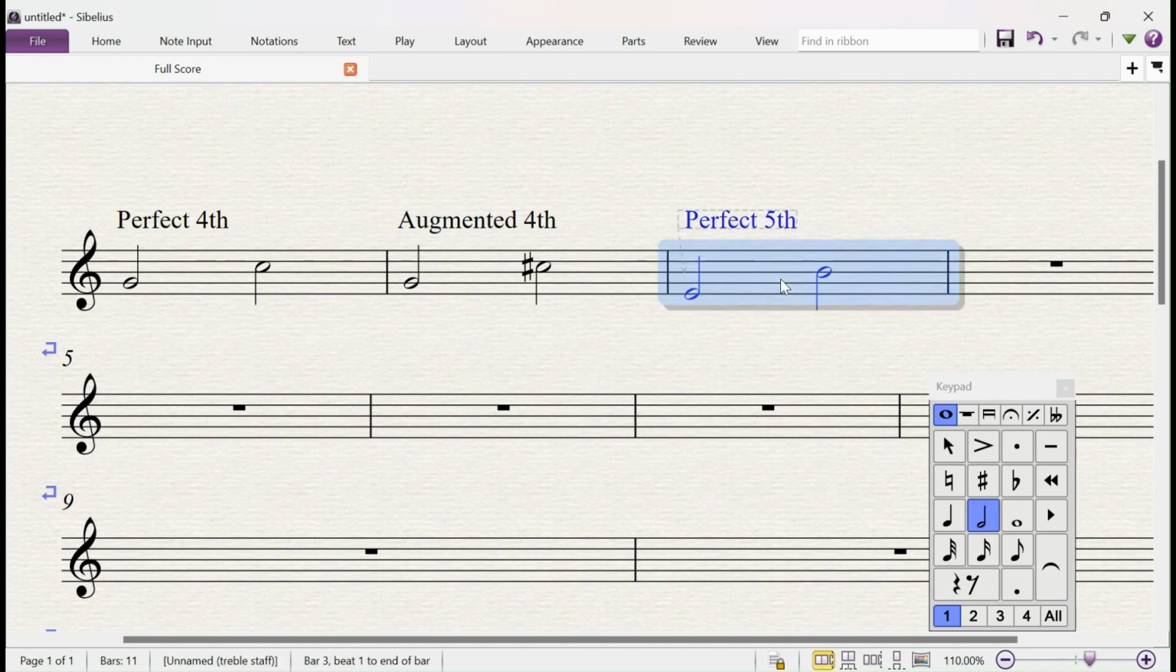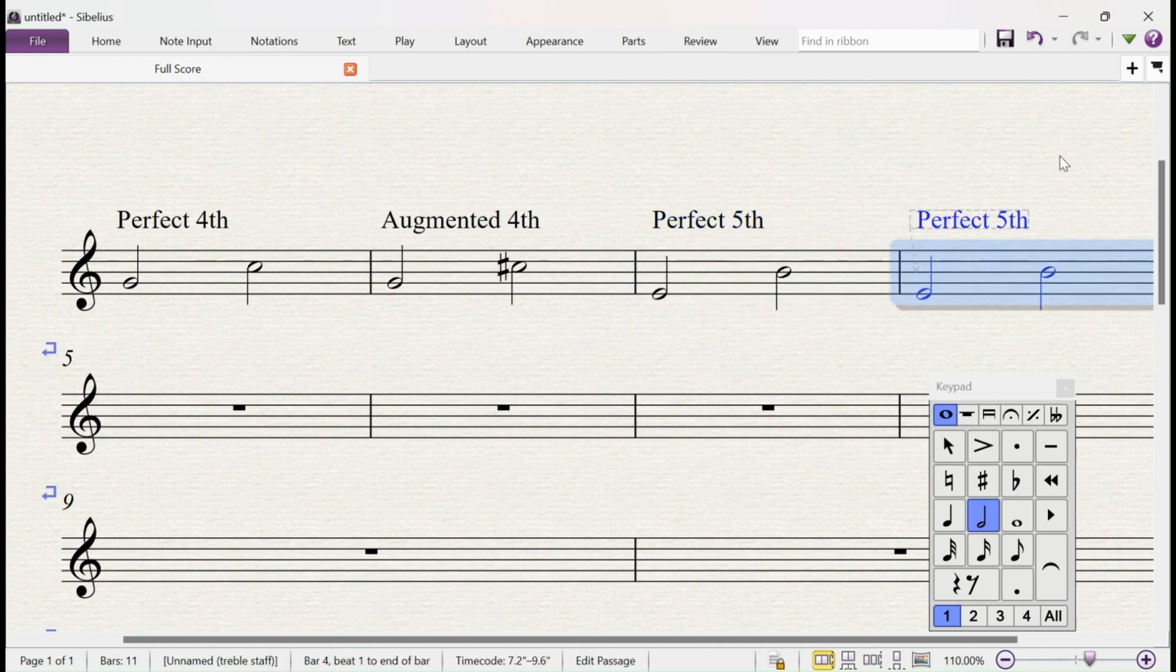However, what if I raise this? B is a semitone lower than B sharp. So I have augmented my interval. B sharp is not in E major. It is a semitone higher than what it should be. So this is an augmented fifth.